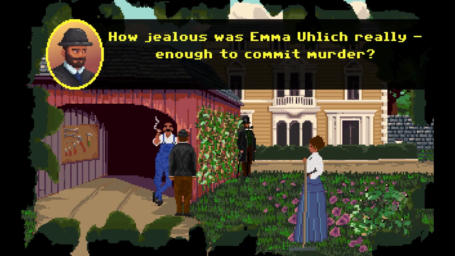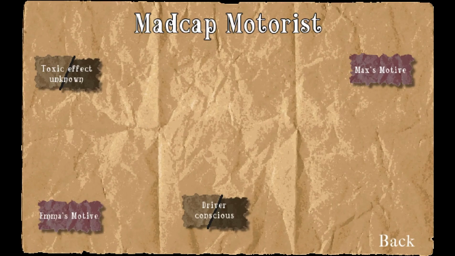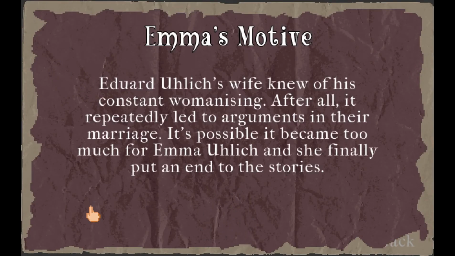Wie eifersüchtig war Emma Uhlich wirklich? Genug, um einen Mord zu begehen? Thing is, right, whether the berries were purposeful or not, the brake wire was still cut and there's a tool missing. Edward's wife knew of his constant womanizing. After all, it repeatedly led to arguments in the marriage. It's possible it became too much for Emma and she finally put an end to these stories.